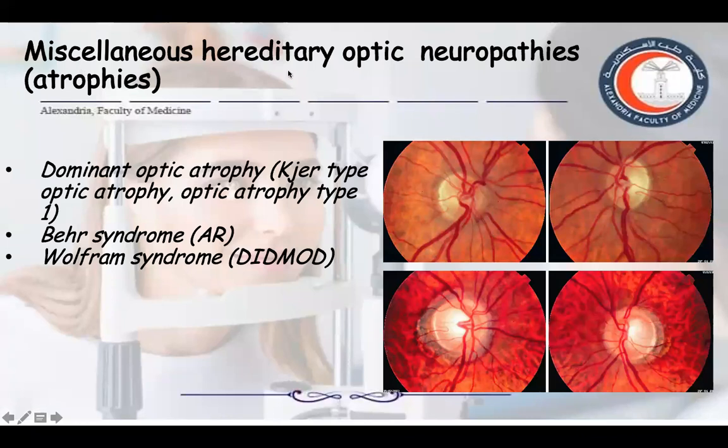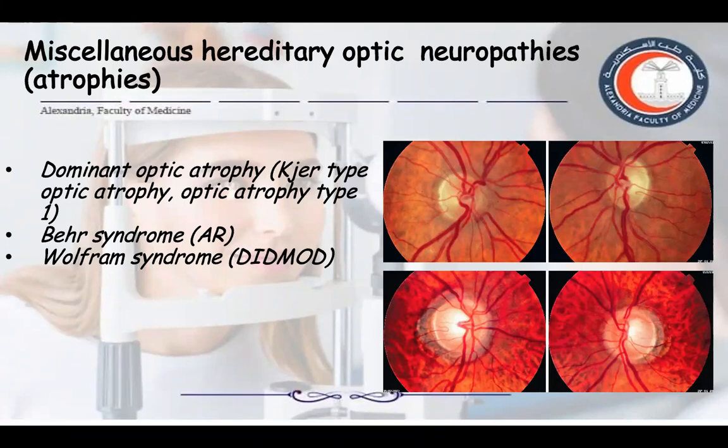We have some miscellaneous hereditary conditions, what's called dominant optic atrophy. From its name, it's autosomal dominant. Behr syndrome is autosomal recessive. Wolfram syndrome, or sometimes they call it DIDMOAD: diabetes insipidus, diabetes mellitus, optic atrophy, deafness. This is a syndrome characterized by all these four criteria. It could be autosomal dominant, autosomal recessive, or mitochondrially inherited.